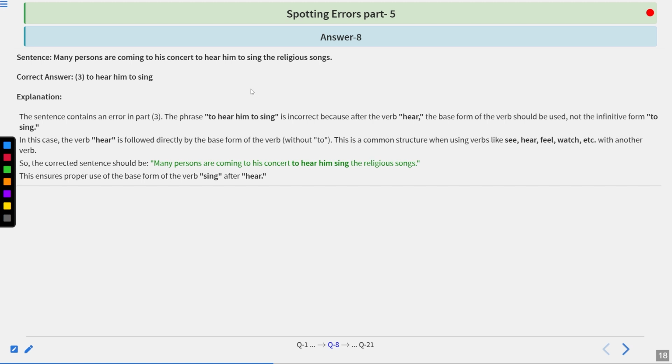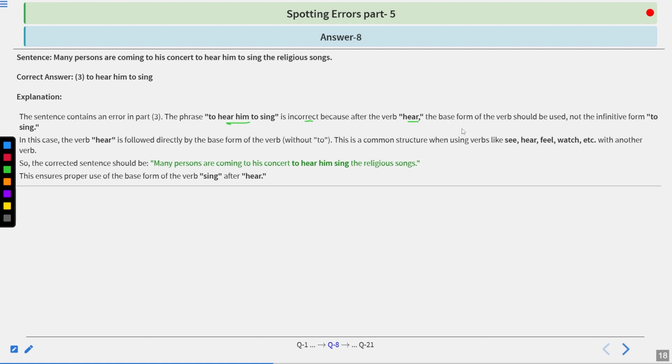The phrase "to hear him to sing" is incorrect because the verb here, the base form of the verb, should be used, not the infinitive form "to sing." In this case, the verb "hear" is followed directly by the base form of the verb without "to." This is a common structure when using verbs like see, hear, feel, watch, etc. with another verb. So the correct sentence should be, many persons are coming to his concert to hear him sing the religious song. This ensures proper use of the base form of the verb sing after hear.